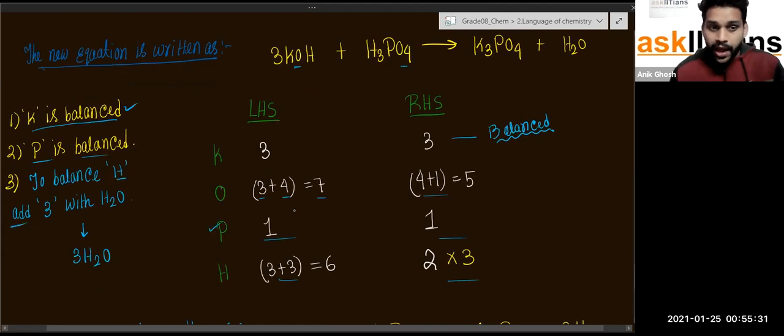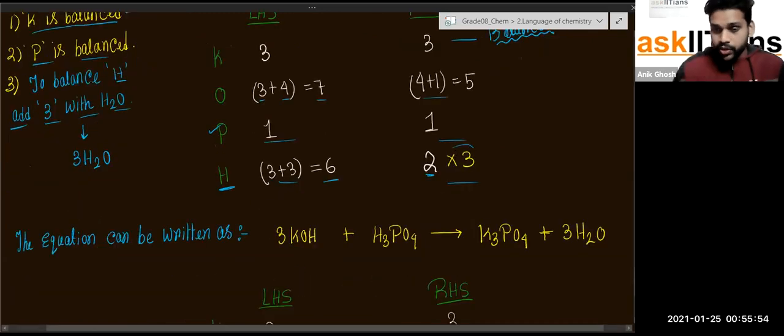Add 3 with H2O, wherever hydrogen is there. On the left hand side there are 6 hydrogen, and in the right hand side I have 2 hydrogen. So I need to multiply this side with 3, isn't it? Just write 3 over here and write 3 in the equation over here. This is the new part, the multiplication of 3.